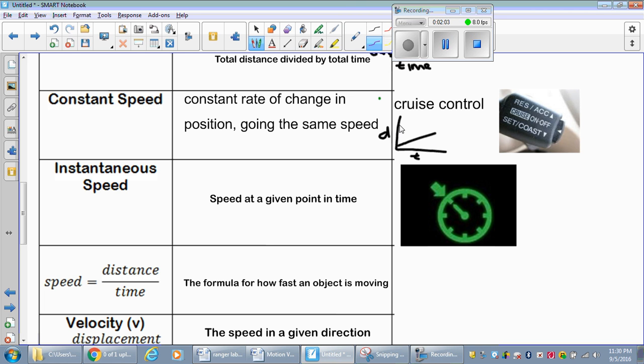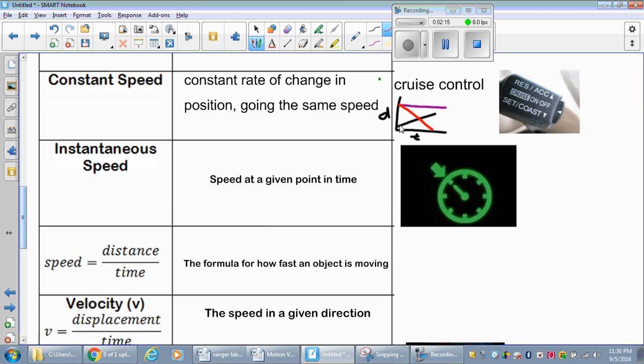Another way to do it would have a constant speed of 0, right? Or even a negative speed here, so you can have a speed that's going downhill. So all of these, as long as the lines are straight, are constant speeds. Keep this in mind, we're going to be doing this in a couple days here.